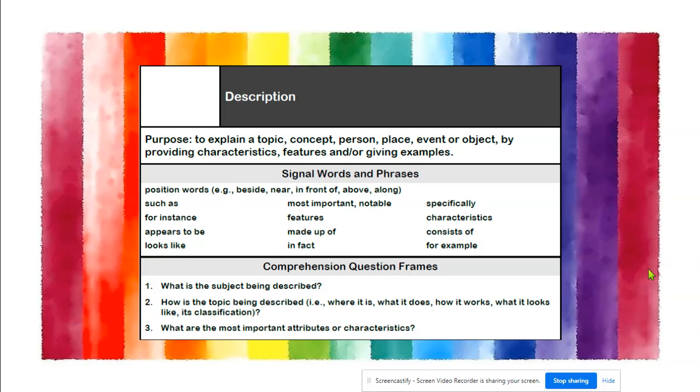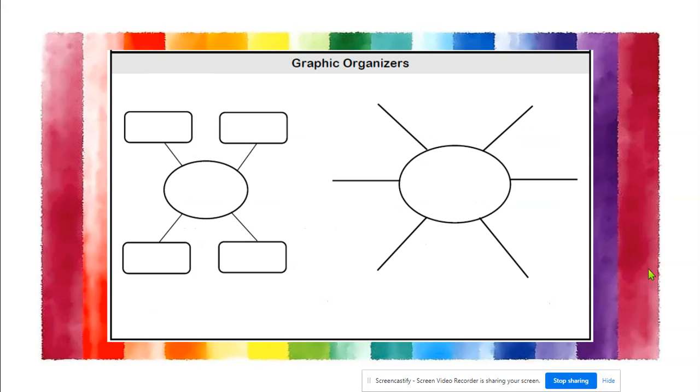Some comprehension question frames here are: What is the subject being described? How is the subject being described? Where is it? What does it do? How does it work? What does it look like? What is its classification? And what are the most important attributes or characteristics?